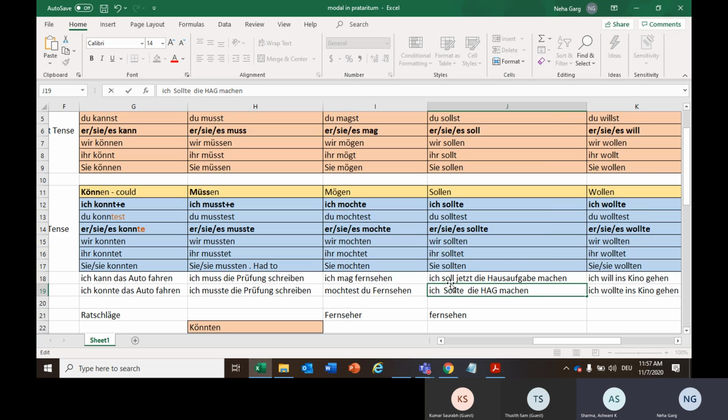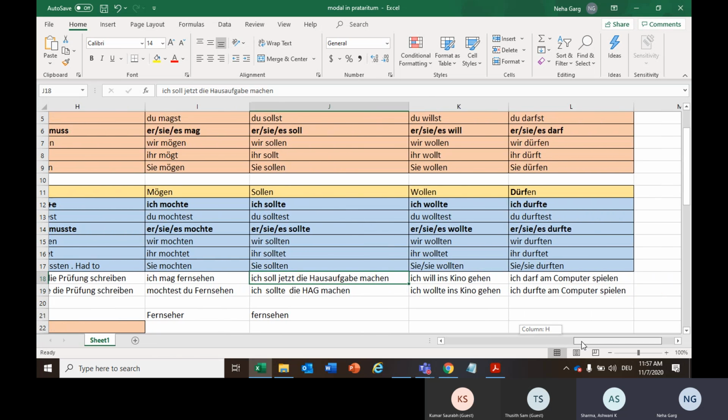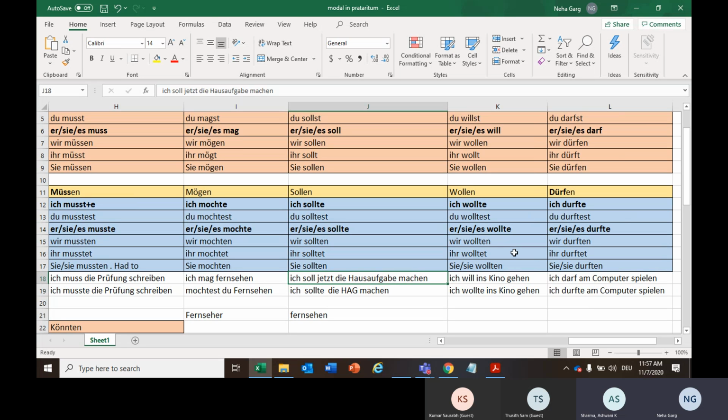So since we are talking about past here, we cannot write jetzt, but here ich soll jetzt die Hausaufgabe machen. Now I should do the homework, aber ich sollte die Hausaufgabe machen. I like should do the homework when you're talking about something in past. Similarly with will, ich will ins Kino gehen. I want to go to the kino, to the movie theater. And ich wollte ins Kino gehen. I wanted to go to the movie theater.